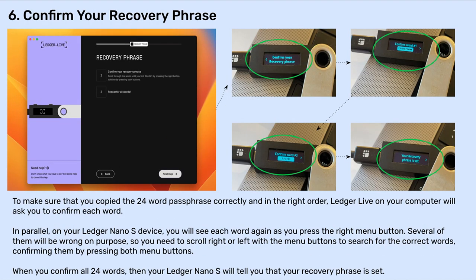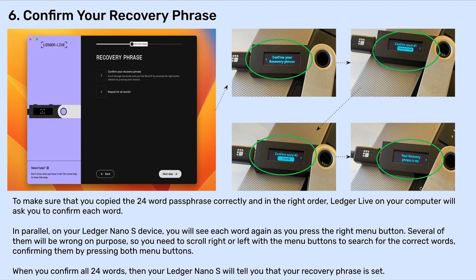6. Confirm your recovery phrase. To make sure that you copied the 24-word passphrase correctly and in the right order, Ledger Live on your computer will ask you to confirm each word. In parallel, on your Ledger Nano S device, you will see each word again as you press the right menu button.